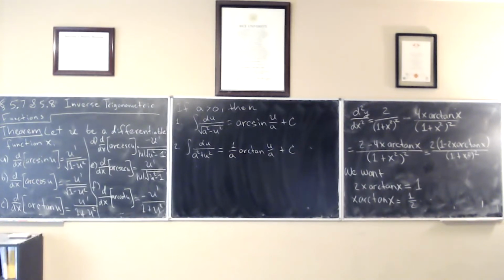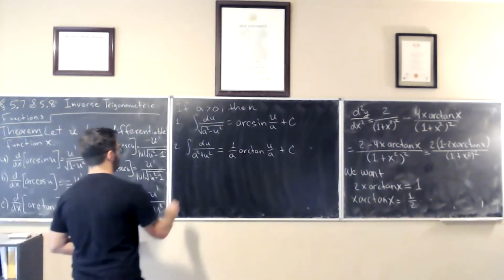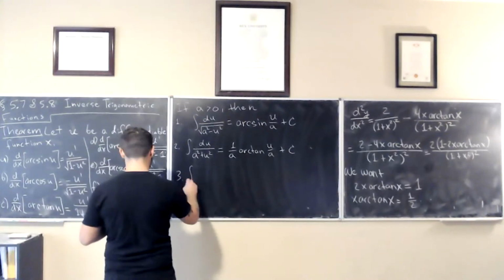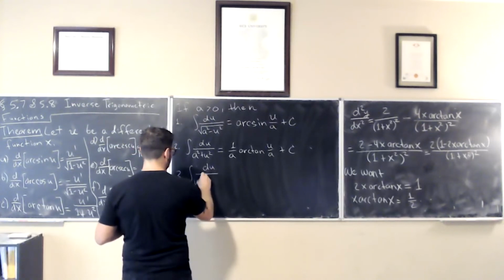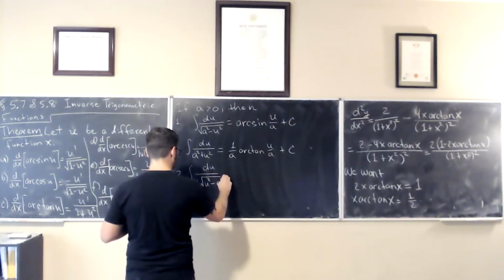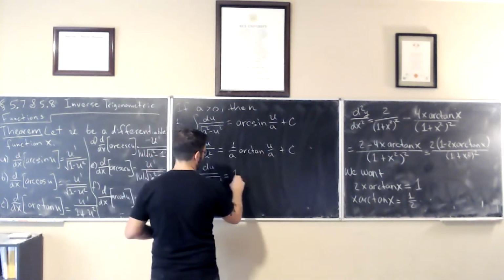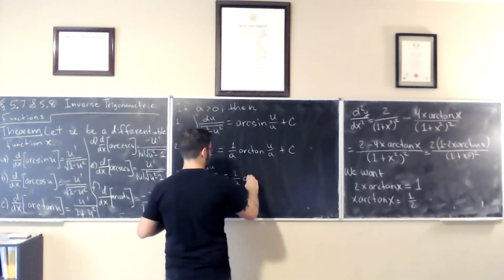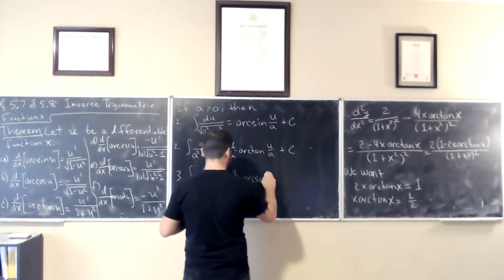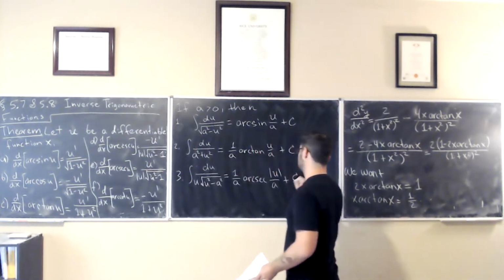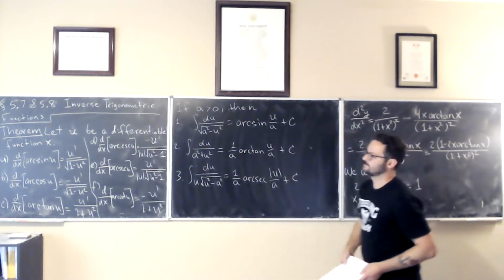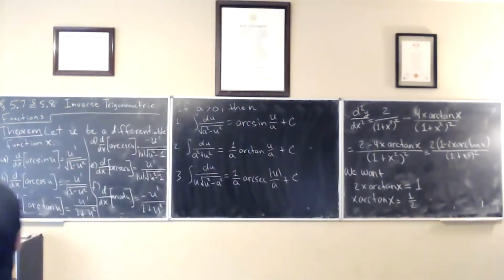Okay. And then finally, 3: we have du over u times root u squared minus a squared. This is going to be equal to 1 over a arcsecant of the absolute value of u over a, plus c. Okay, so that's your table of integrals.